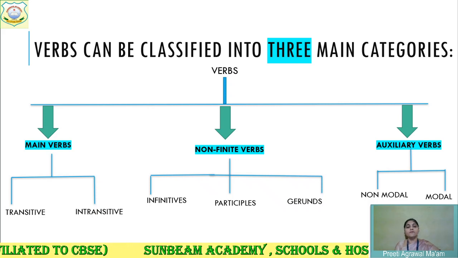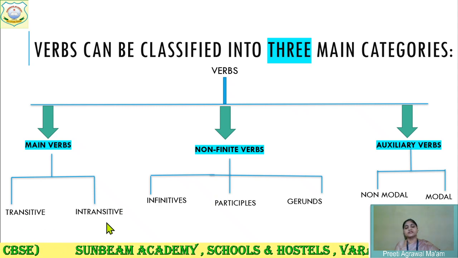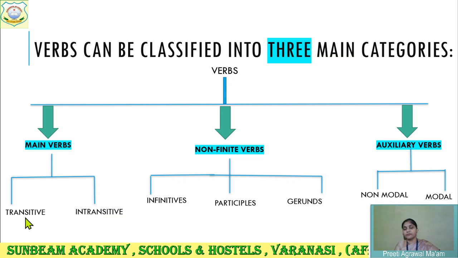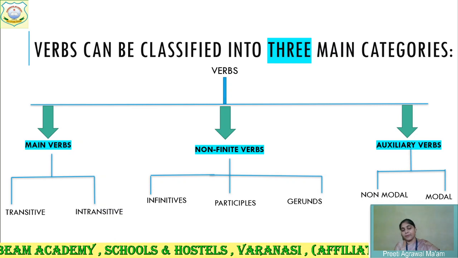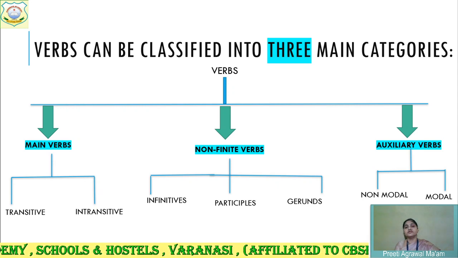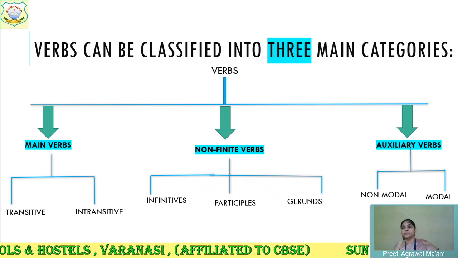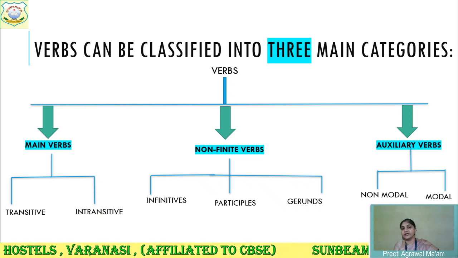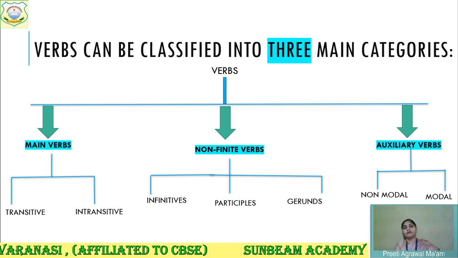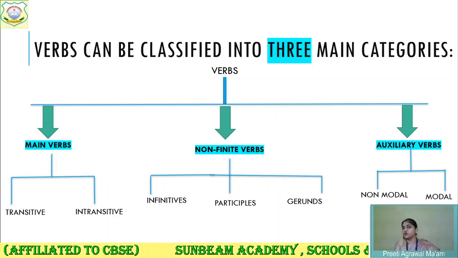Okay. So main verbs can be classified into transitive and intransitive, and transitive whenever there is an object. For example, she ate an big apple. Intransitive verbs where there is no object. If I say she ate, full stop. I'm not telling what she ate. Okay, what did she eat? I'm not telling you. I'm only telling you she ate. So there is no object.